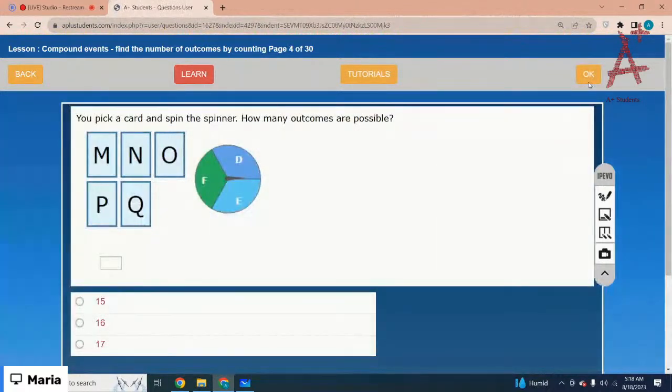You pick a card and spin the spinner. How many outcomes are possible? So which is the correct option? You have five outcomes for the card, right? And three for the spinner. So you have to do 5 times 3. 5 times 3 makes 15. So the total outcomes are 15.